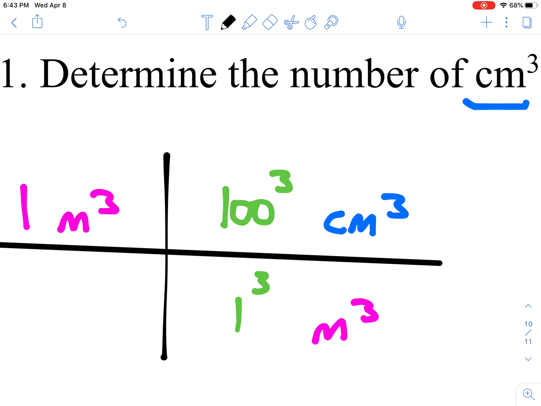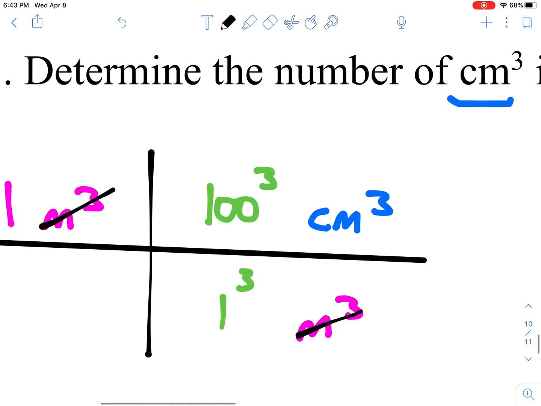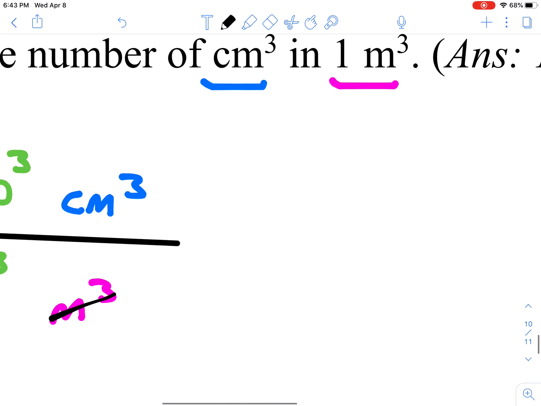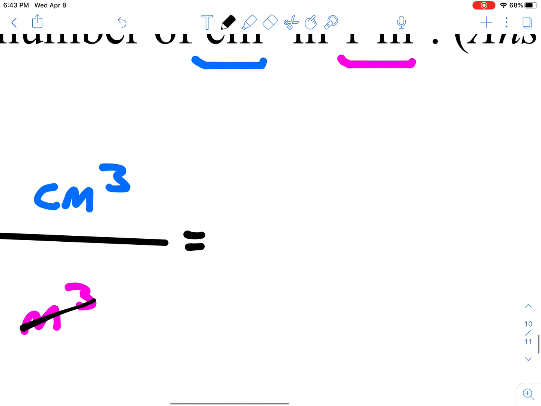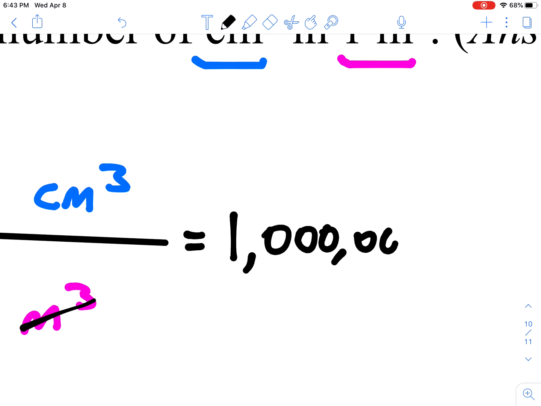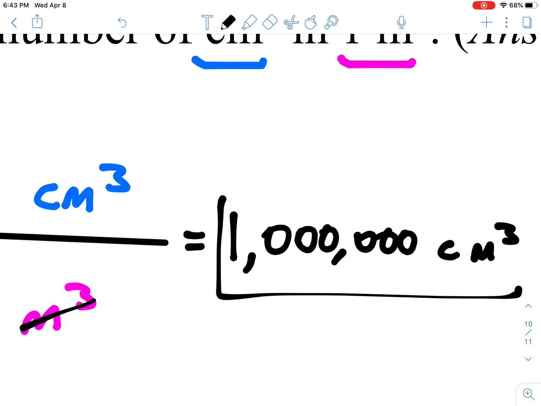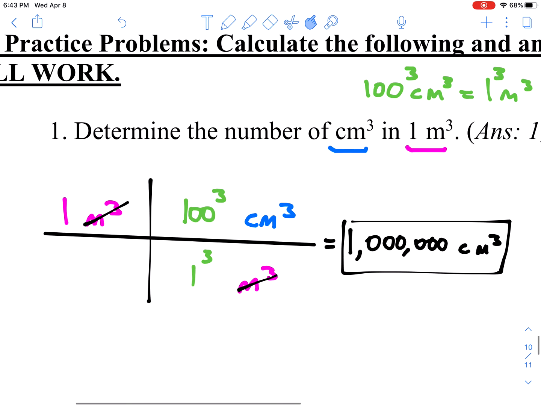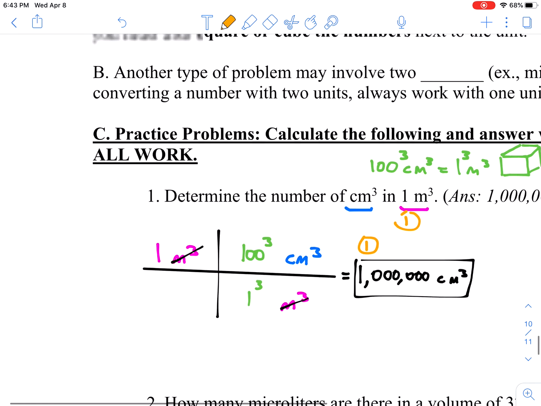You'll notice that our units canceled. We're left with cubic centimeters as our ultimate unit, and so when we do this math, we will get 1,000,000, or 10 to the 6th. I'll just write out 1,000,000 cubic centimeters. Notice also that we started at the beginning of the problem with 1 sig fig. There it is. So our answer here has 1 significant figure.